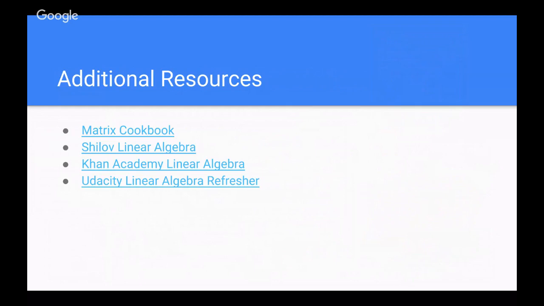Additional resources that can be found, the first two were referenced in the book, the Matrix Cookbook and Shilov's Linear Algebra book from like the 1960s or 70s. But more recent resources that you can also reference would be Khan Academy's Linear Algebra and Udacity's Linear Algebra Refresher. These give more modern approaches, and they're also really fun and interactive. So I would say, use those, have fun with it, take the time to learn this stuff. It is definitely a requirement if you're going to get into deep learning and machine learning.